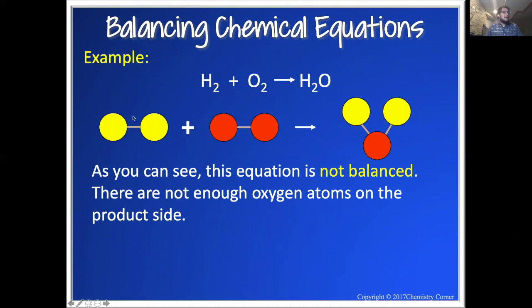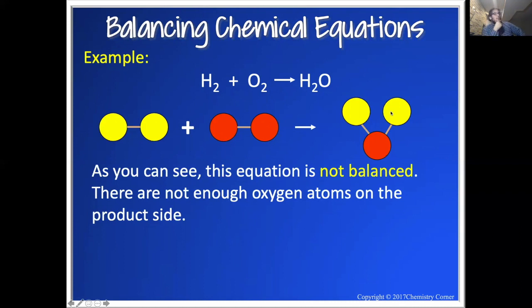These are represented by the H2 as 2 yellow circles, and the O2 as 2 red circles. They are bonded together with that little line, that's a bond. And then the arrow here tells us that these are being reassembled into a new molecule. So then you've got H2O, which of course is oxygen and 2 hydrogens bonded together nicely.